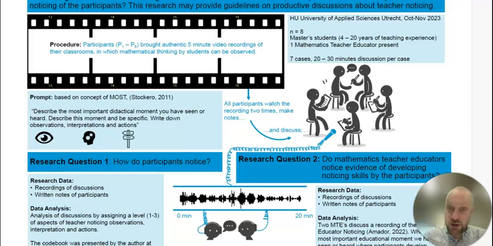In this case, we created a group of 8 students and we discussed 7 cases which they brought from their own classrooms. While watching these videos, we asked them to describe the most important didactical moment they saw in the video. We asked them to write down their observations, interpretations and actions. Here we asked it in this way, which aligns with the concept of MOST by Stockero.